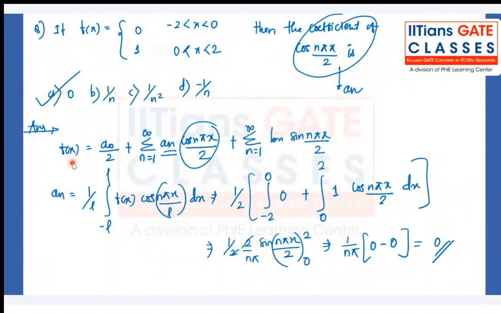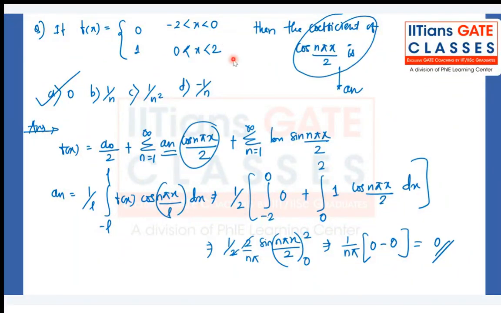First of all, write down the Fourier series. Fourier series is a naught by 2 plus summation n is equal to 1 to infinity an cos of n pi x by 2, plus summation n is equal to 1 to infinity bn sine of n pi x by 2. Why is 2 coming in the denominator? Because it's cos of n pi x by L and sine of n pi x by L, and L is equal to 2 in this case. What they are asking you is to find the coefficient of cos of n pi x by 2, which means they are asking you to calculate the an in this case.